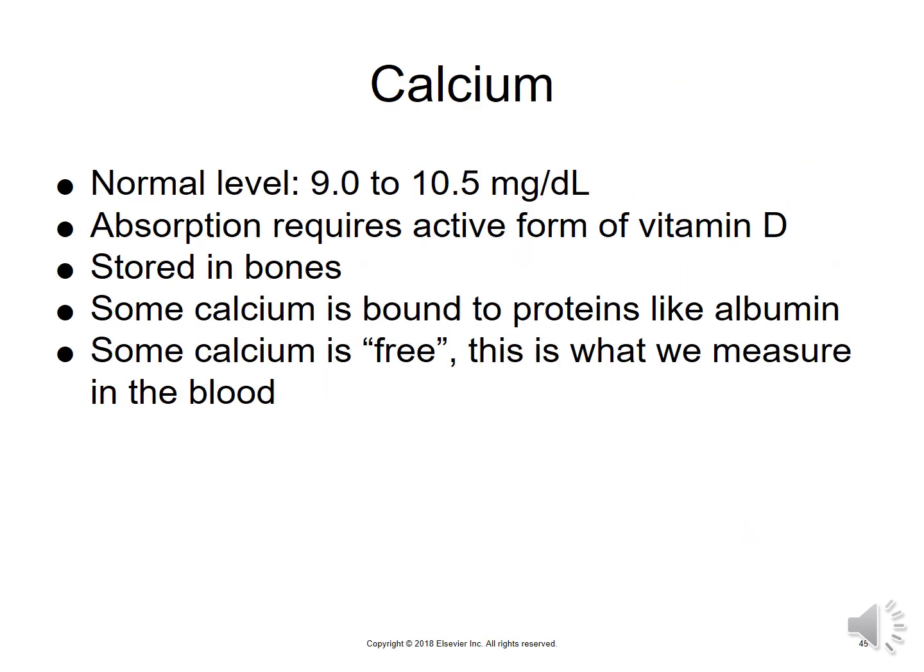Calcium. What's our normal level? 9 to 10.5. Absorption of calcium requires the active form of vitamin D. Calcium is stored in the bones, and calcium is bound to proteins like albumin. Some calcium is quote-unquote free, and this is what we measure in the blood.